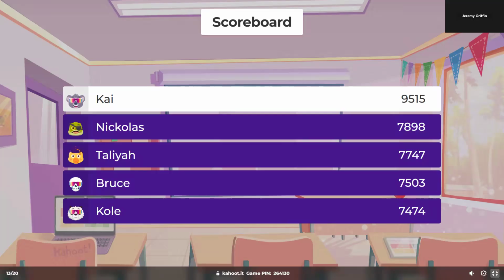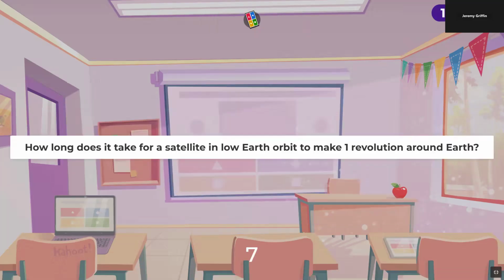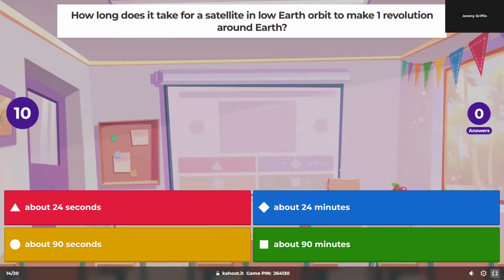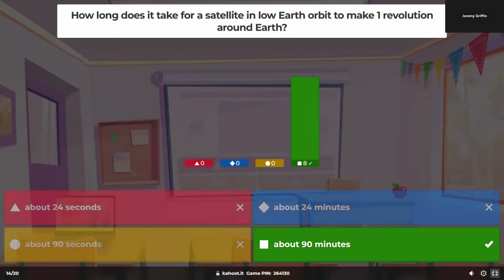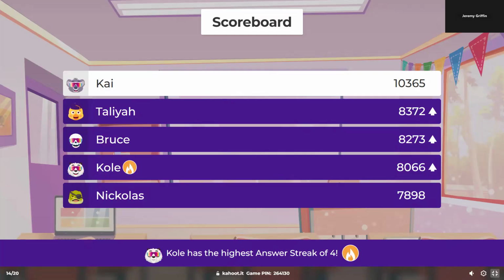Got Cole, Bruce, Talia, Nicholas, Kai. How long will it take for a satellite in low Earth orbit to make one revolution? There you go. So you guys remember that one. It takes about 90 minutes. If you're the International Space Station, you see a new sunrise every 90 minutes.